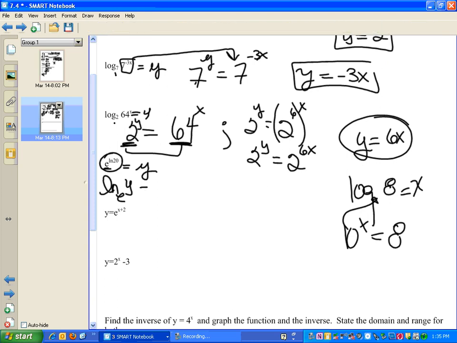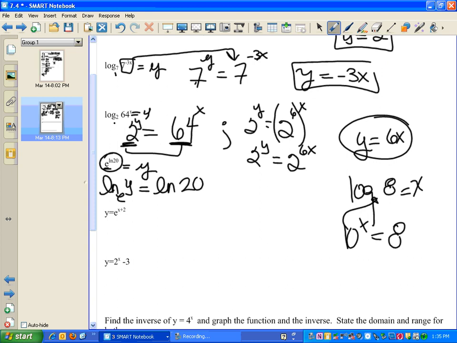ln of y equals, we have to set it equal to the exponent. What's in the exponent? ln 20. Because e only goes with ln. Those two are the only ways to write each other, not log. E does not go with log.